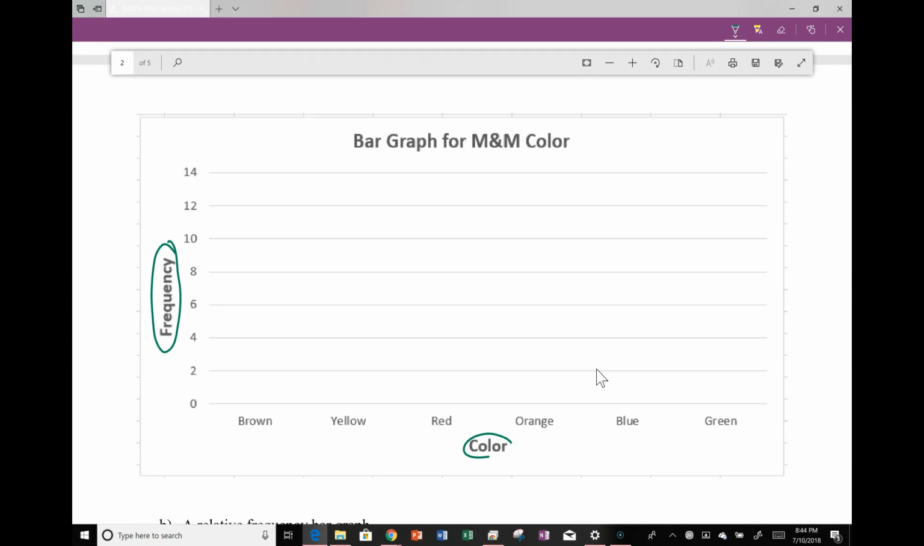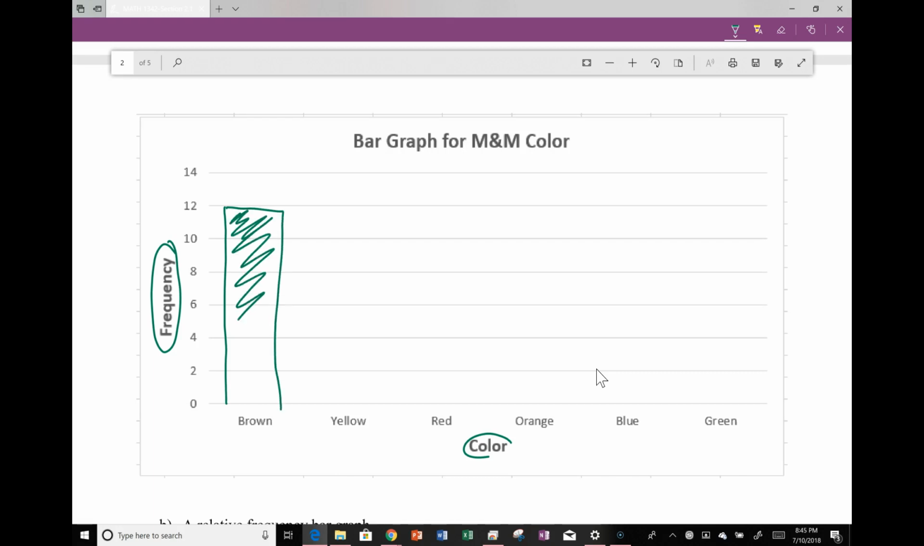Okay? So let's look at constructing a frequency bar graph. The frequency bar graph says I'm putting my categories along the horizontal axis, and I'm putting my frequency along the vertical axis. Again, this could be rotated. And then for brown, I had 12 brown. So I'm going to draw a bar for brown.